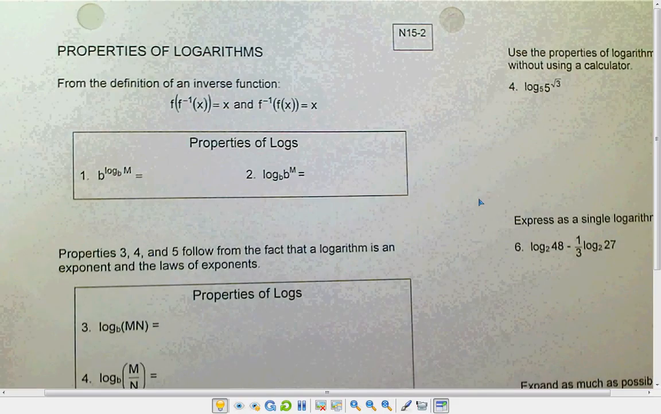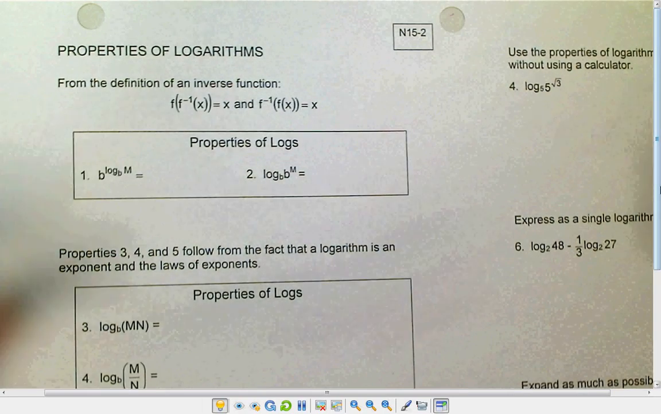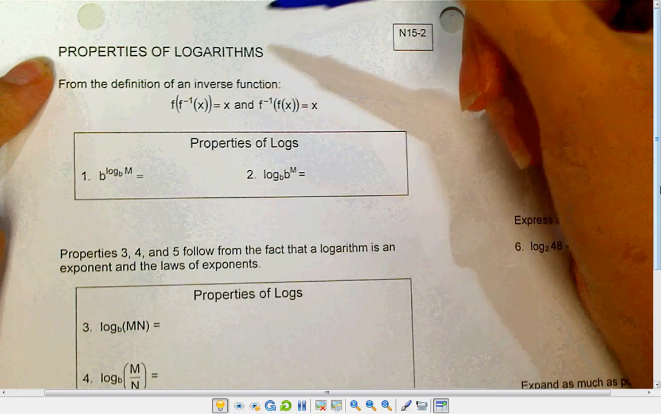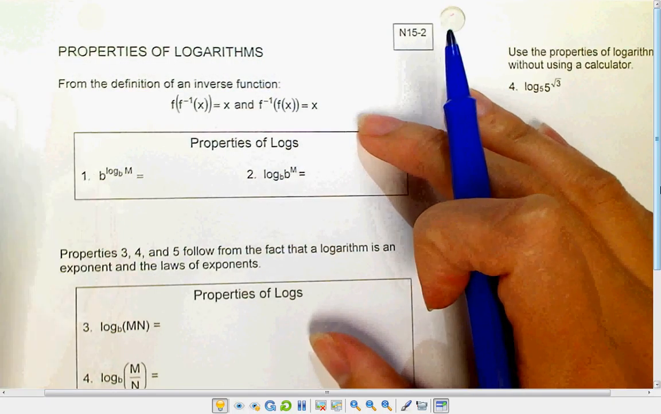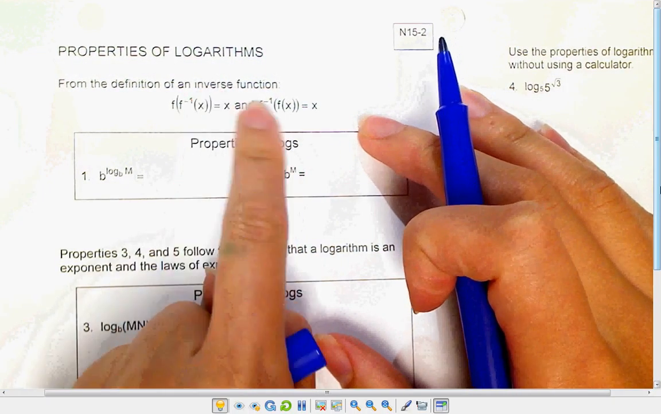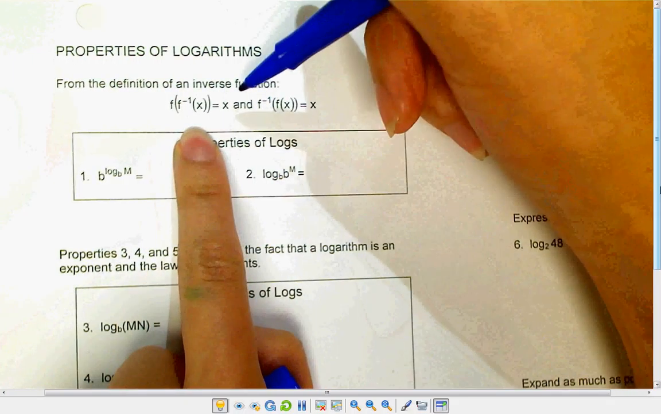Our second lesson of this unit is going to be learning how to use properties of logarithms. So these are very similar to our properties of exponents. So let's start off with inverse functions. So we know that two inverses are going to cancel each other out.